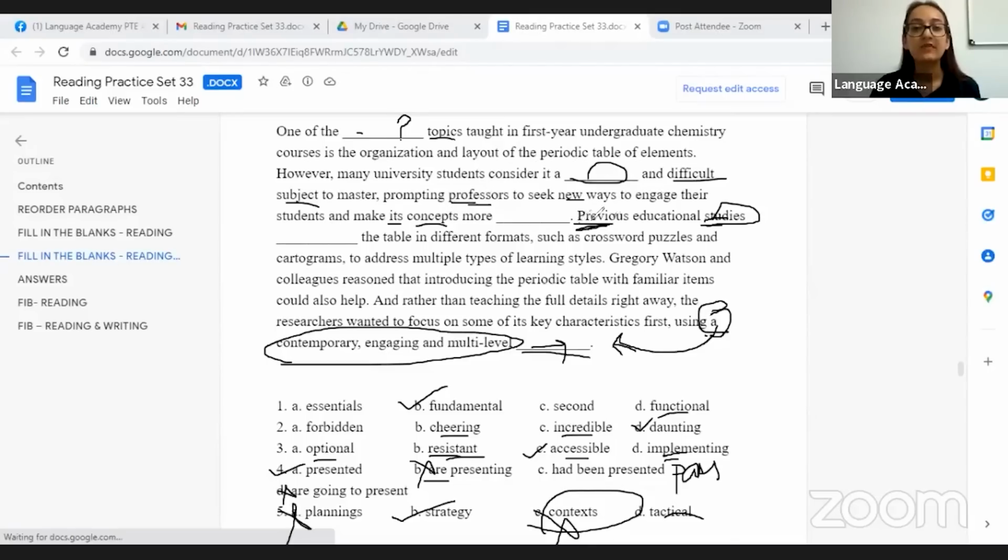And then previous studies cannot be future. Previous studies cannot be present tense. So we have to go with past tense, and the sentence is active voice, so we will not select been. It will be previous studies presented the table in different formats. And the last one, we needed a singular noun because is written here. So that's why the answer will be strategy. Right?